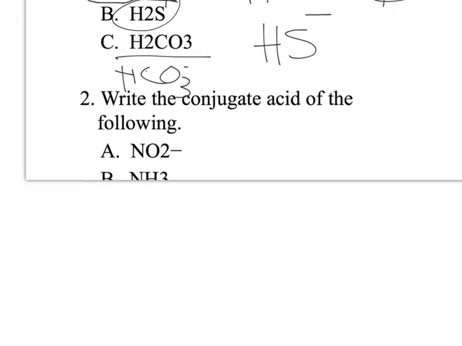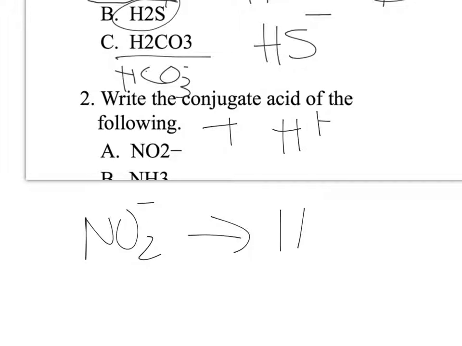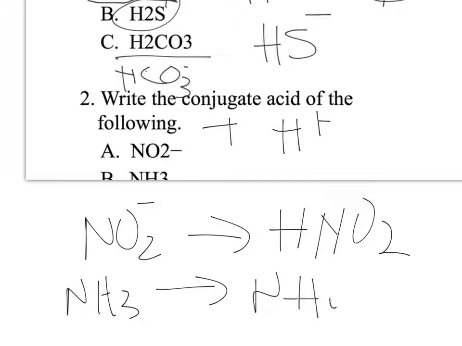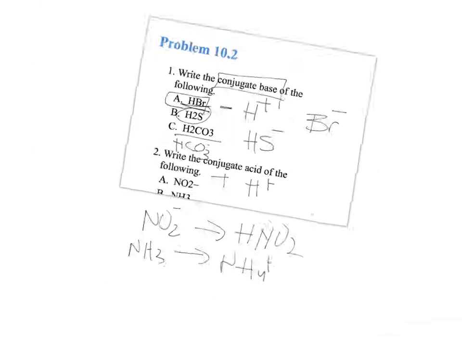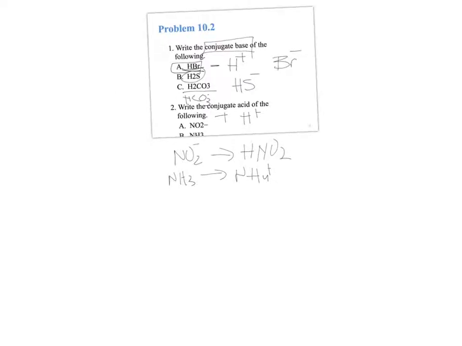Now here we're going to write the conjugate acid, meaning that we're going to add H plus to each one of these. So NO2, the conjugate acid will be HNO2 because we are adding H plus. For NH3, it will be NH4 plus. And for OH minus, it will be H2O.